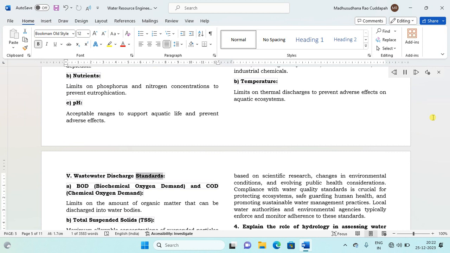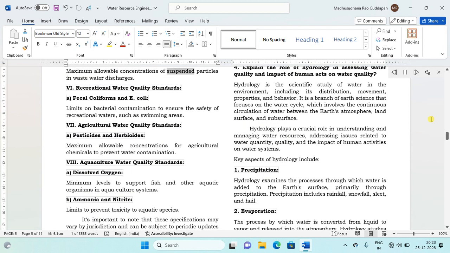5. Wastewater discharge standards. A. BOD (biochemical oxygen demand) and COD (chemical oxygen demand): limits on the amount of organic matter that can be discharged into water bodies. B. Total suspended solids (TSS): maximum allowable concentrations of suspended particles in wastewater discharges. 6. Recreational water quality standards. A. Fecal coliforms and E. coli: limits on bacterial contamination to ensure the safety of recreational waters, such as swimming areas.